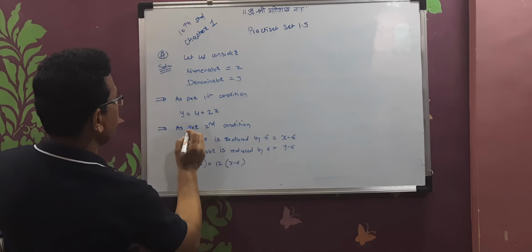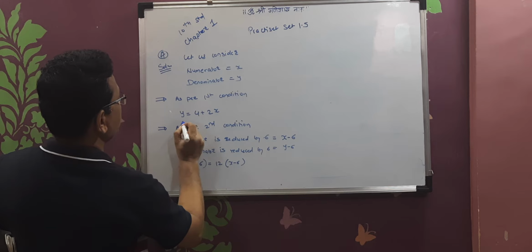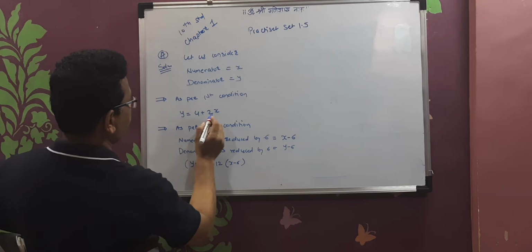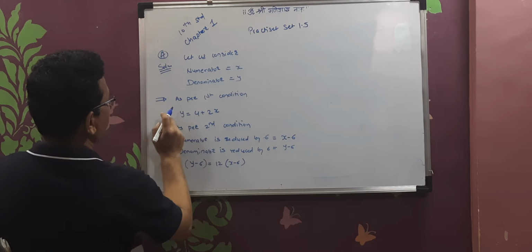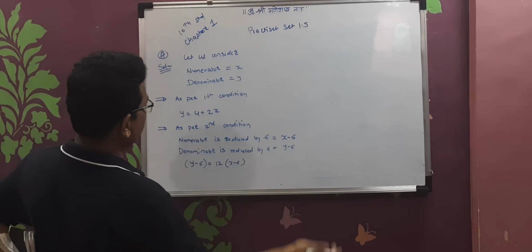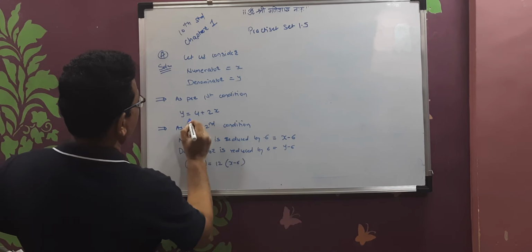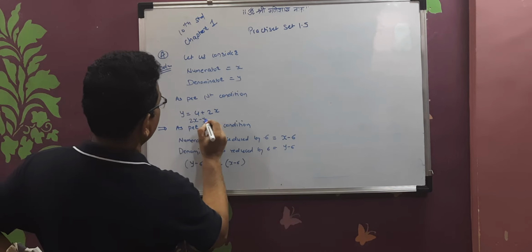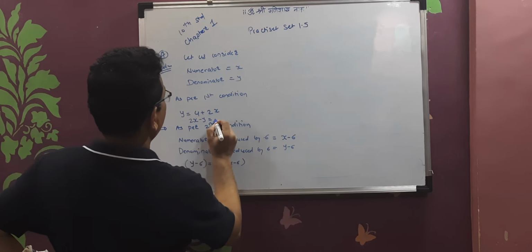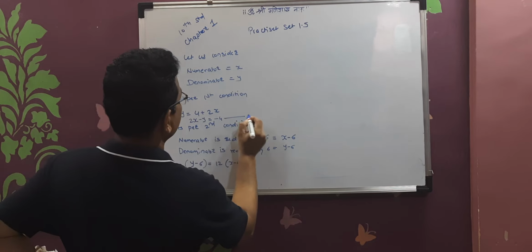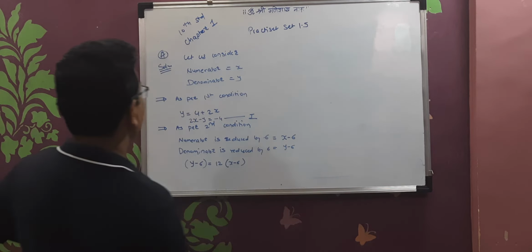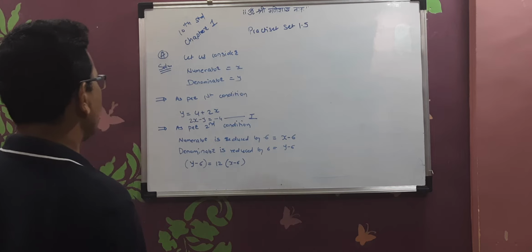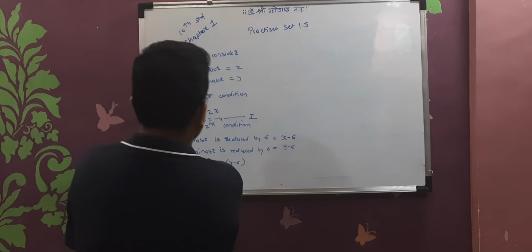So we can simplify here. We'll carry 4 on the left-hand side and y on the right-hand side. So first we'll write 2x. Y will come here, so it will become minus y, and 4 will go to the left-hand side and become minus 4. So this is condition number 1: 2x minus y is equal to minus 4.